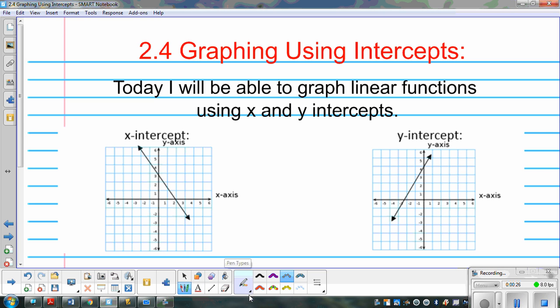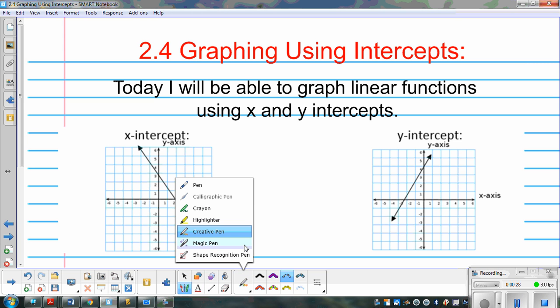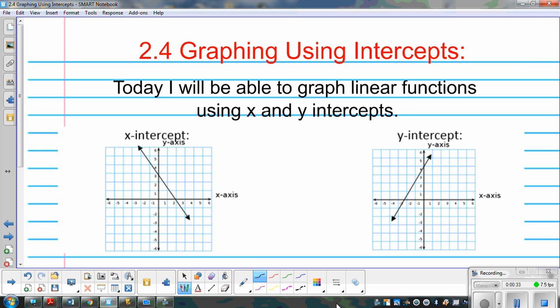Today, we are going to start with the equation in standard form. But instead of converting it to y equals form, we're going to leave it that way. So your goal today: I will be able to graph linear functions using the x and y intercepts. We're going to use that information to our advantage.